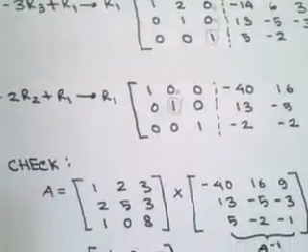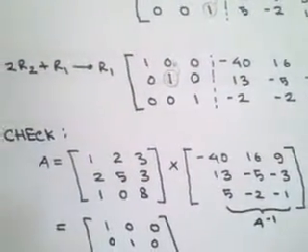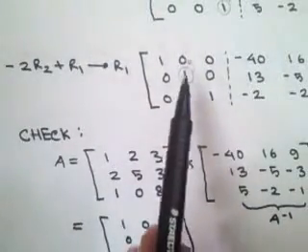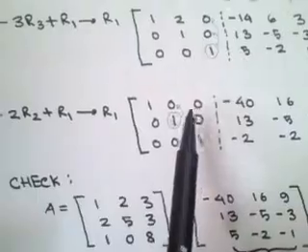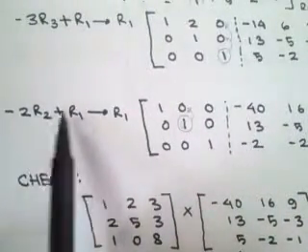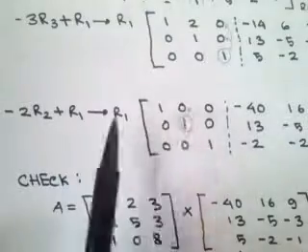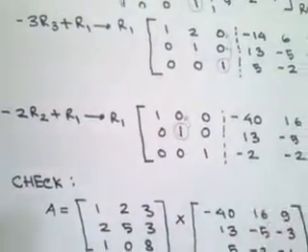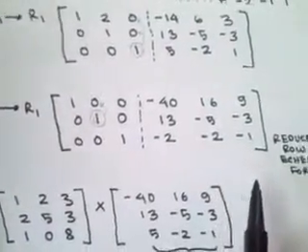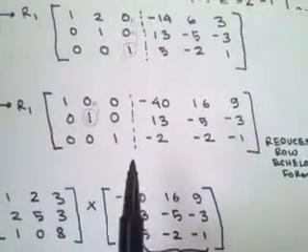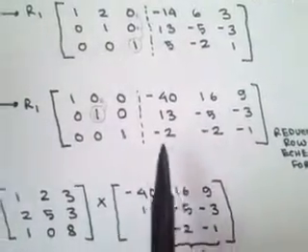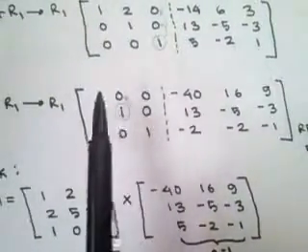Here you can see, to make this leading one and the elements above it 0, we multiply row 2 by -2 and then add R1 and we get R1. So this is the reduced row echelon form for this matrix, and we can see here we satisfy the condition.